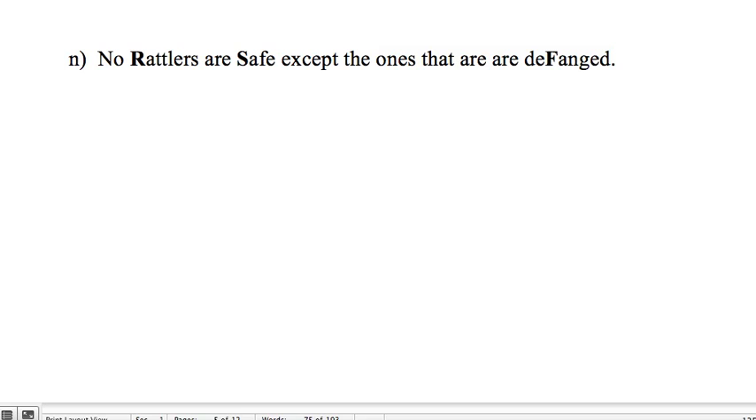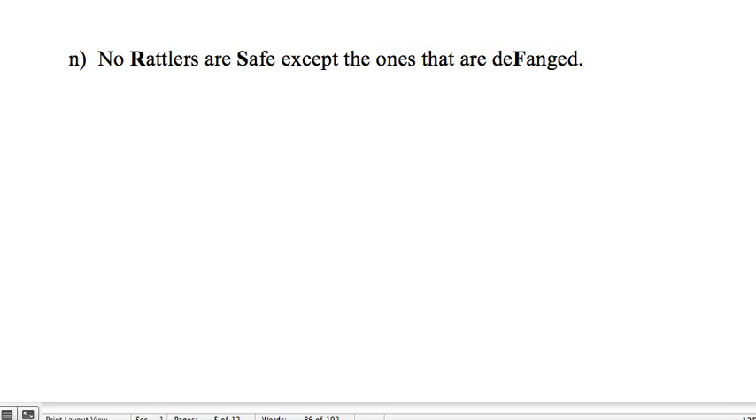Give this a try. No rattlers are safe except the ones that are defanged. Got an extra R here. Let's get rid of that. No rattlers are safe except the ones that are defanged. We talked about except in class. So take what we said there, apply it to this case, and see what you come up with.